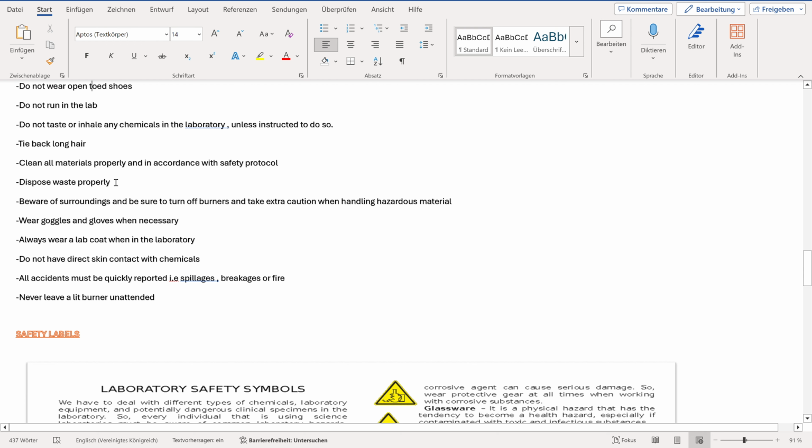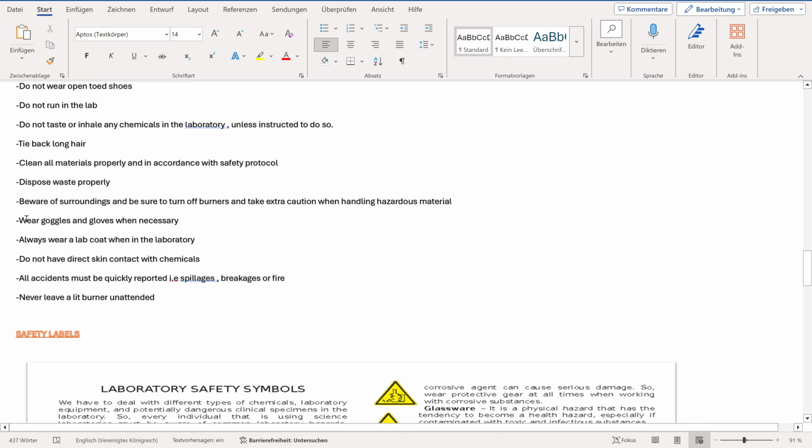It is advised for learners, our students in the lab, to dispose of all waste properly. Okay. Beware of your surroundings and be sure to turn off burners and take extra caution when handling hazardous materials. So in the lab, it is advised to beware of your surroundings and you should be sure to turn off burners and take extra caution when handling what? Hazardous material. Okay, that's it.